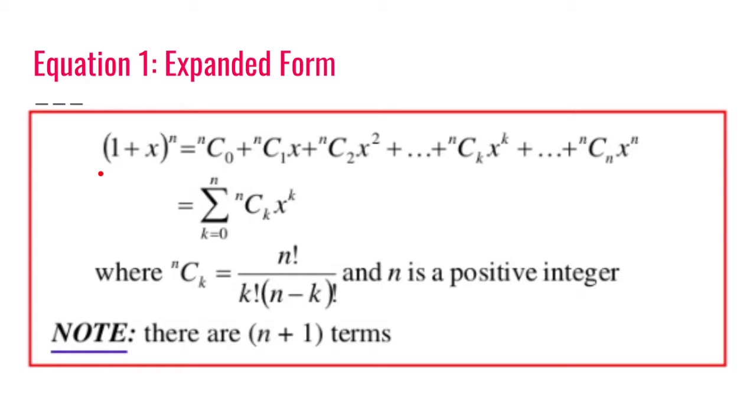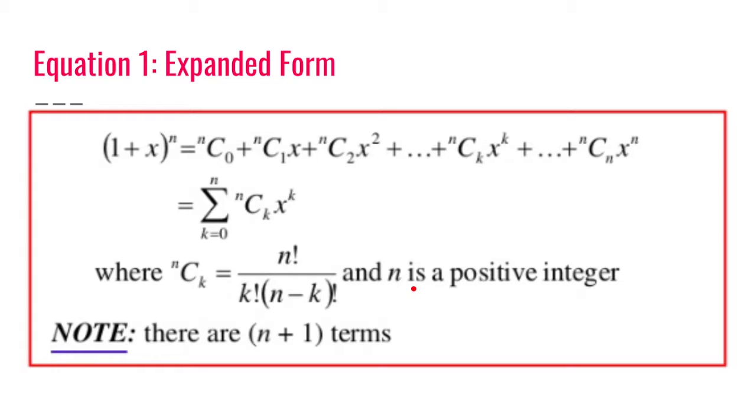The equation we have here simply states that parentheses 1 plus x, or any binomial, to the power n equals n choose 0 plus n choose 1 times x plus n choose 2 times x squared and so forth, which simplifies into the sum from k equals 0 to n of n choose k times x to the power k. The n choose k simplifies into a factorial form that states n factorial over k factorial times n minus k factorial, where n is a positive integer.